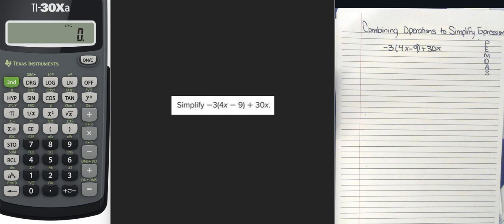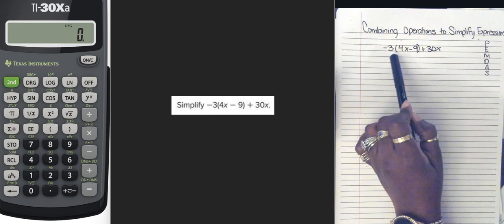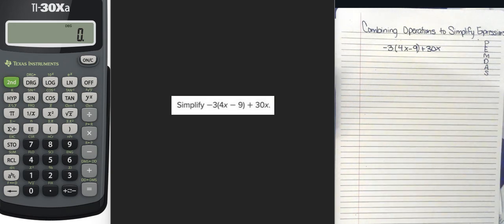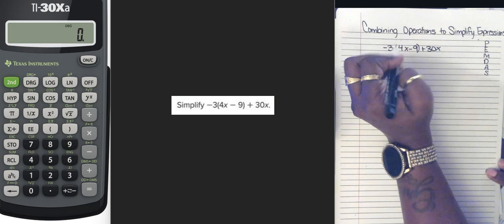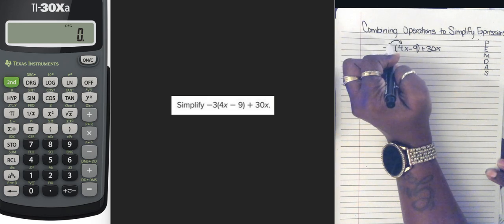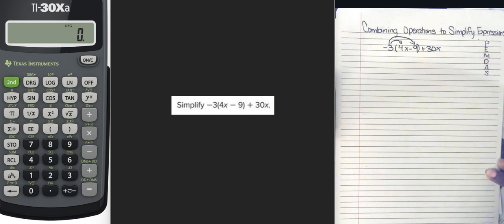Right, so we are on another example where we're going to combine different operations for us to simplify our expressions. So we have negative 3 times 4x minus 9 plus 30x. So remember, we're going to work through PEMDAS. The first thing that we need to do is take care of our parentheses. And before we can do that, remember that we need to use the distributive property.